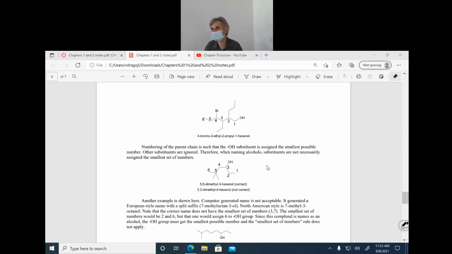So when you're naming alcohols, because it's an alcohol, OH must be part of the parent chain and must get the smallest number. You are no longer looking for the smallest set of numbers. You are looking for the smallest number to assign to OH. That's different from the previous nomenclature that we have covered before, where you were always looking for the smallest set of numbers: nomenclature of alkanes, cycloalkanes, alkyl halides.